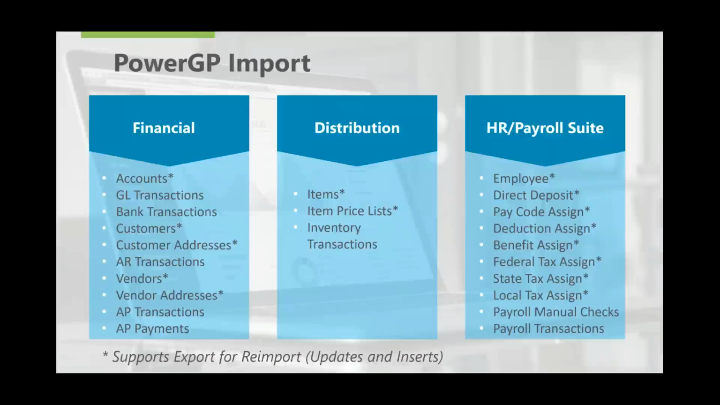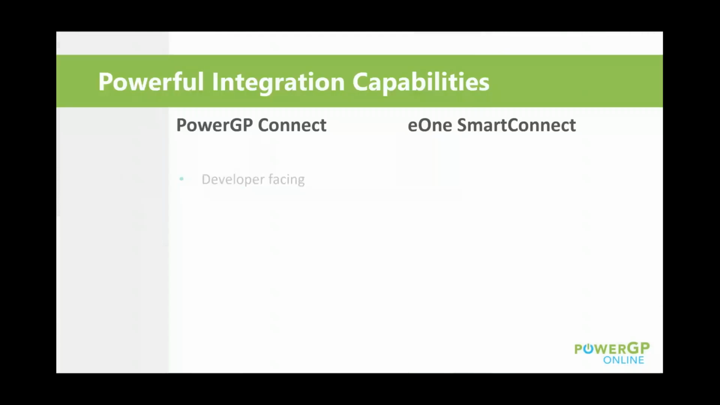Okay, so next we talked about import. These are the import options that you have. As you can see, it does customers, vendors, accounts, items, so it does most of GP. It also does US HR and payroll. So US payroll are the ones that are in this import as well.